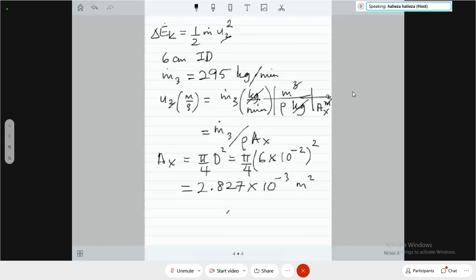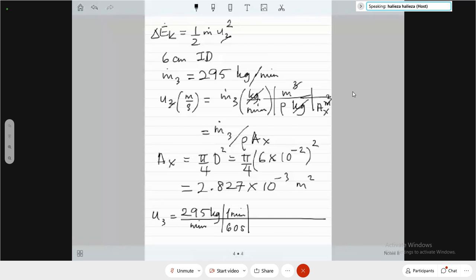Yes, 1,000. So now your velocity is going to be your mass flow rate, 295. I'm not going to write the unit because we already know the unit is over there, and I don't have enough space. Okay, but if I want to write it, let's put in the unit. That's kilogram per minute. I need to change the minute: 1 minute, 60 seconds.